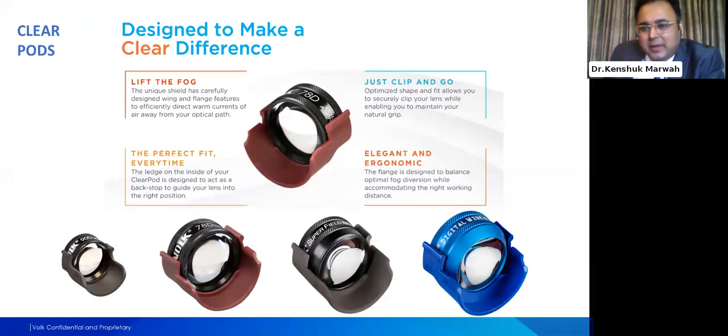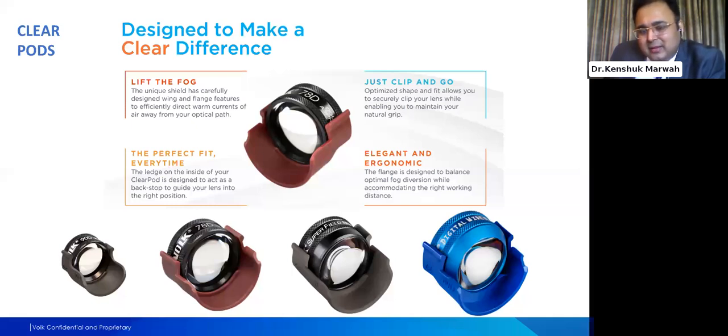So coming on, this is a new innovation by Volk. It came around the COVID time. So people were having a lot of difficulty while they were examining patients. There was a lot of fog on the lenses, and the view was obstructed. So it was uneasy for the patient to sit so long, as well as for the doctor. So this ClearPod actually helped to lift the fog. But now also a lot of flu is coming up, and patients are coming with masks.